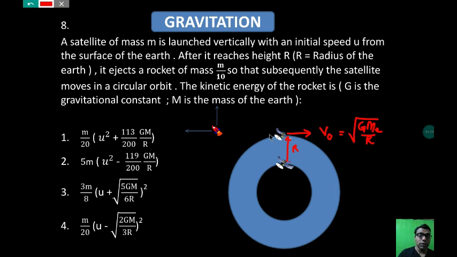Now you can see, as soon as the satellite reaches the height r, it launches the rocket. The rocket now has two velocities, vy and vx. We have to find out the vx and vy of the rocket, then find the magnitude of the net velocity and put it into the kinetic energy formula. So let us start with this problem. I think it is very clear what the problem is about. So let us solve it.